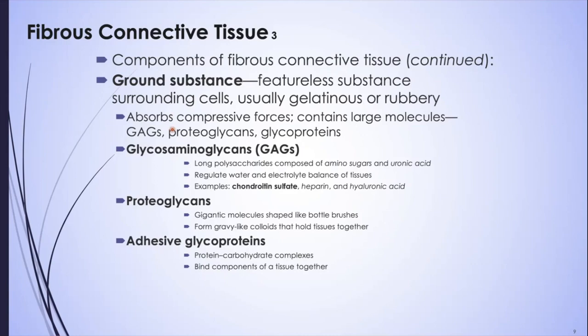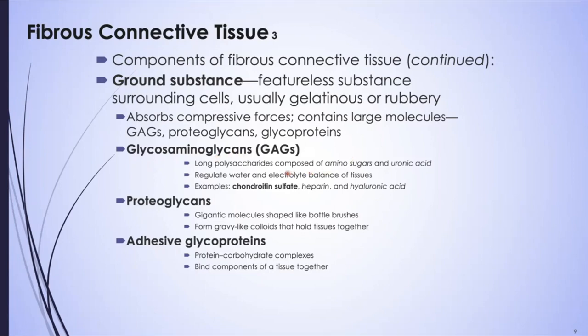It's going to contain large molecules. It's going to contain proteoglycans. Proteoglycans are another type of extracellular matrix fiber, glycoproteins and such. This is an overview, and we're going to get very specific on every single one of these. So GAGs. GAGs are glycosaminoglycans. Glycosaminoglycans are long polysaccharides.